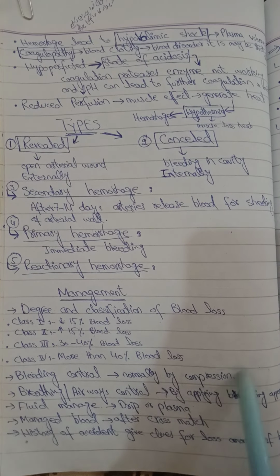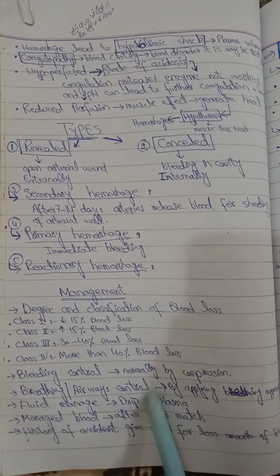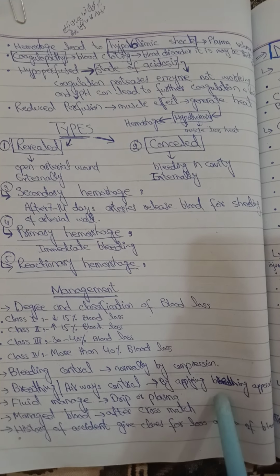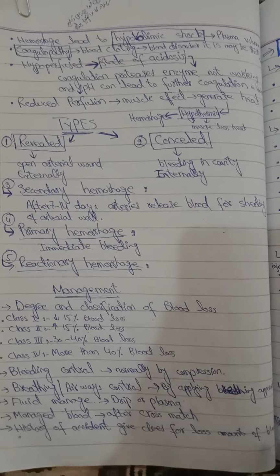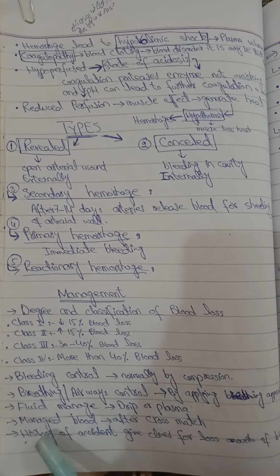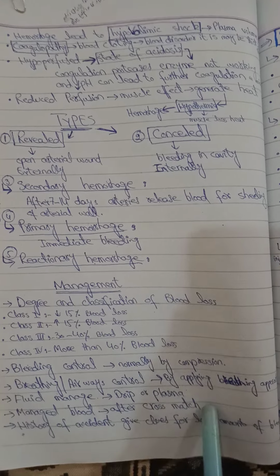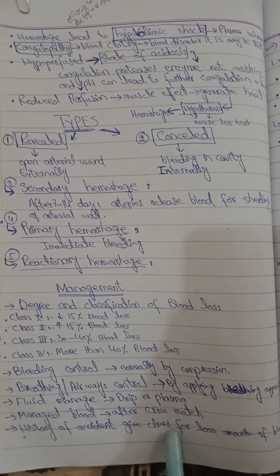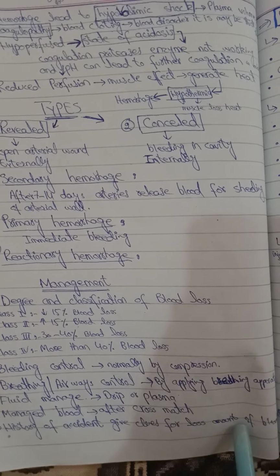Bleeding is normally controlled by compression. Breathing and airway are controlled by applying a breathing apparatus. Fluid management is done by drip or plasma, and blood is given after cross matching. History of the accident gives clues for the amount of blood loss.